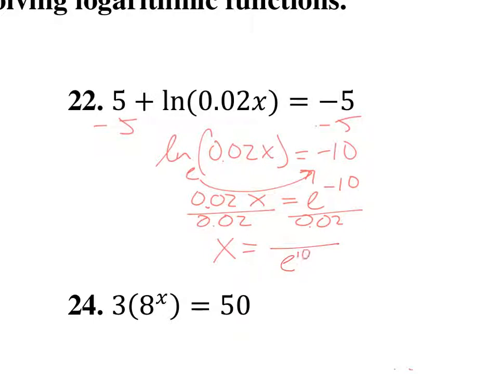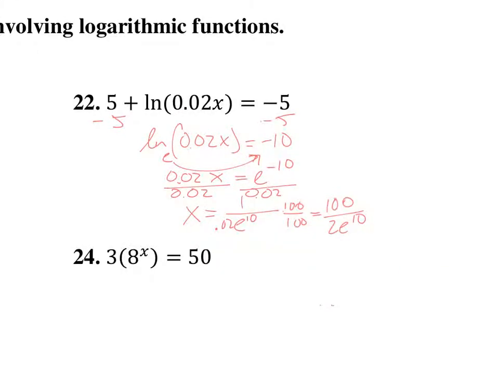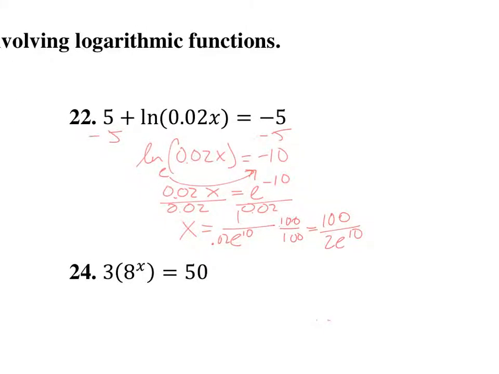So we got e to the 10th times 0.02. Got to leave something on top here. If you want to clean up a little bit more, we could multiply top and bottom by 100. That'll move the decimal over there, and we got 100 over 2e to the 10th. And that can be written as 50 over e to the 10th. There's our exact answer, and that's fine. We weren't necessarily asked to write a decimal, but you can get your decimal approximation if you want.